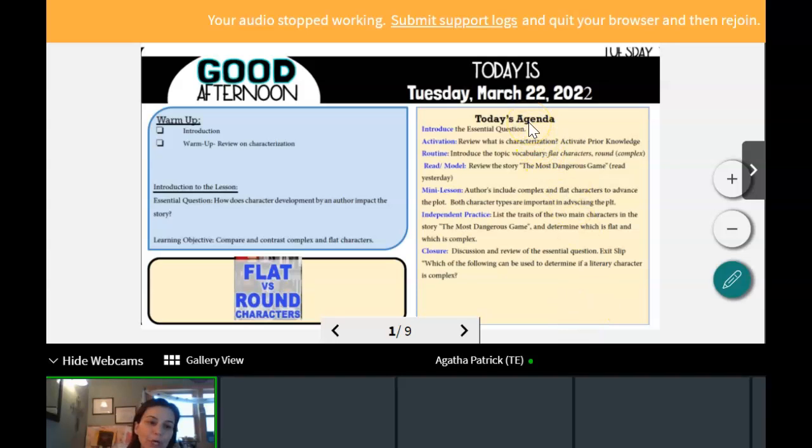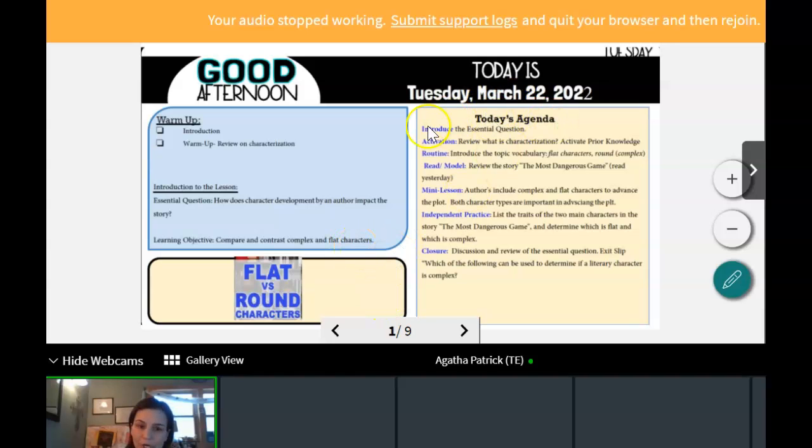Today, we're going to be working on flat versus round characters. Our essential question is, how does character development by an author impact the story? Our objective for the day is to compare and contrast complex and flat characters.